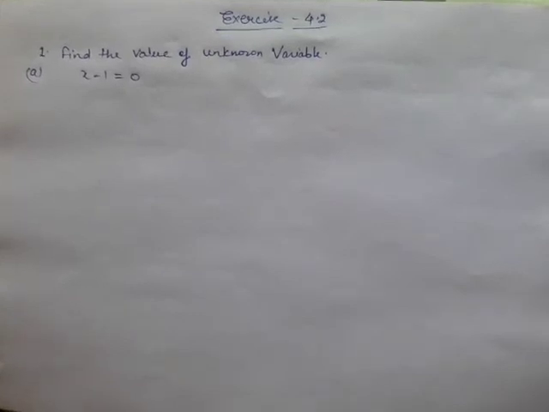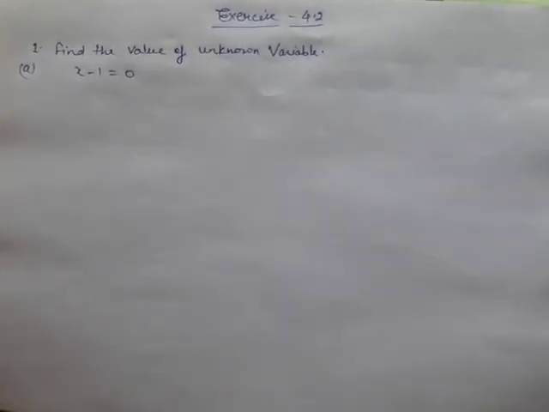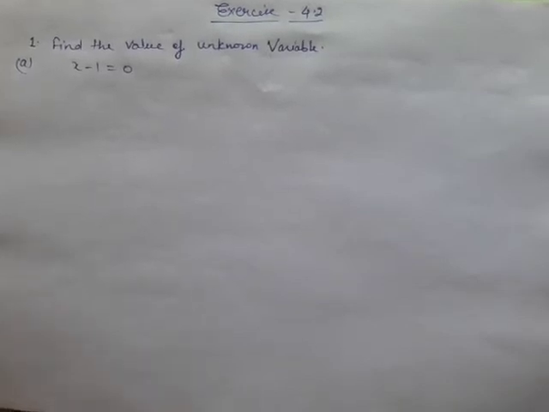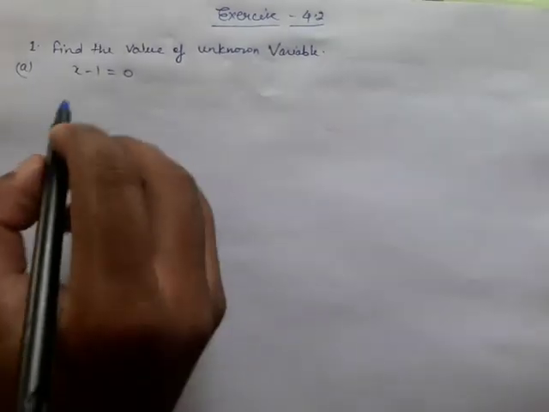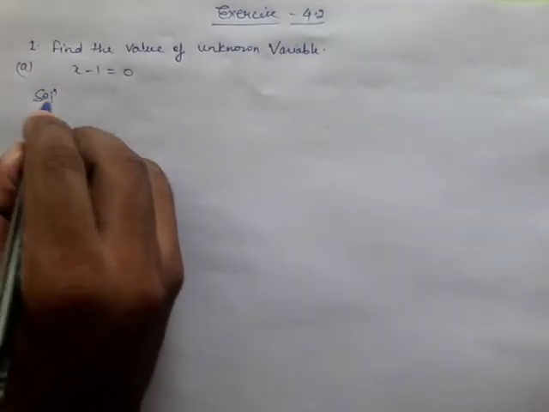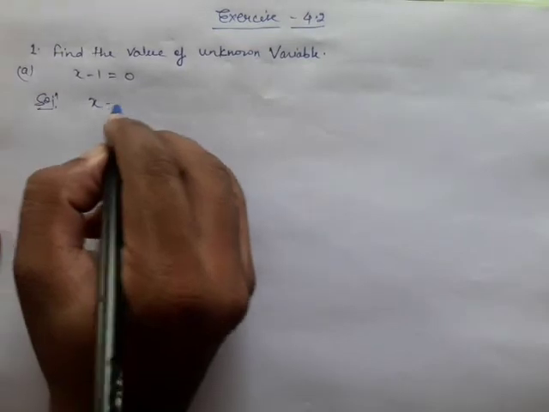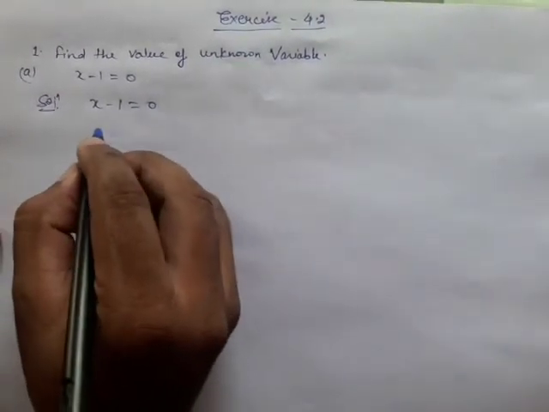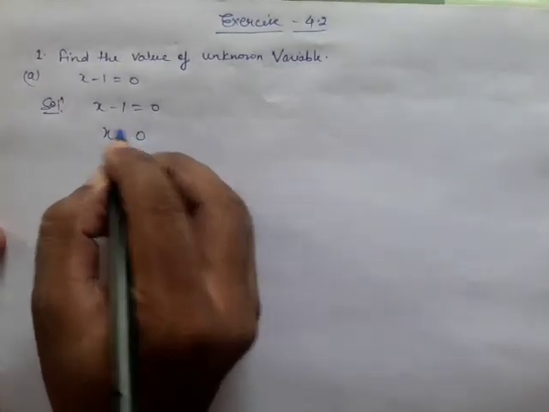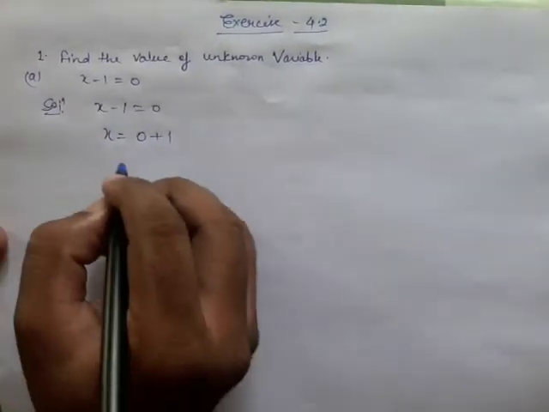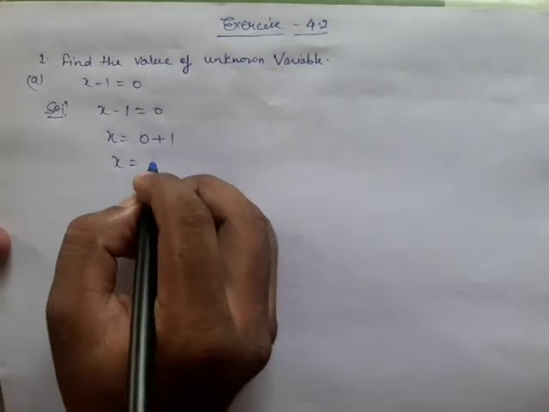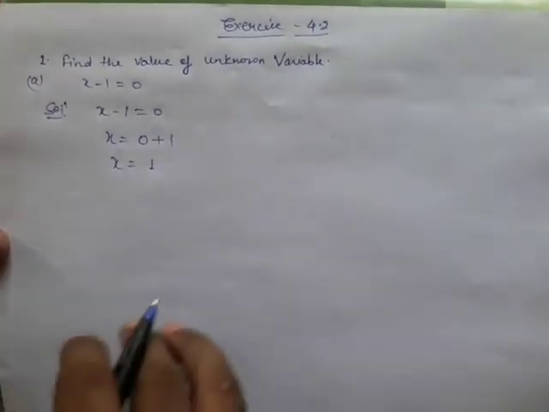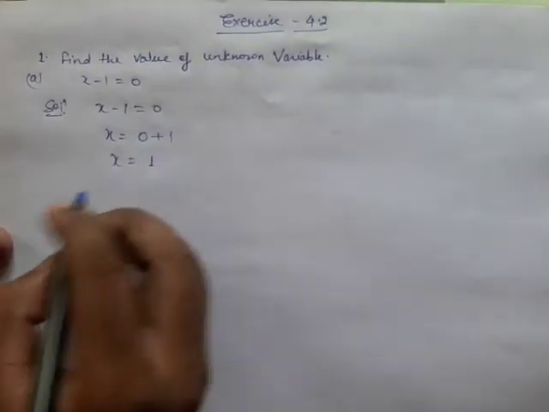In second exercise, find the value of unknown variable. X minus 1 equal to 0. The solution is very easy. X equal to 0 plus 1, because minus 1 becomes plus 1. X equal to 1. Clear?